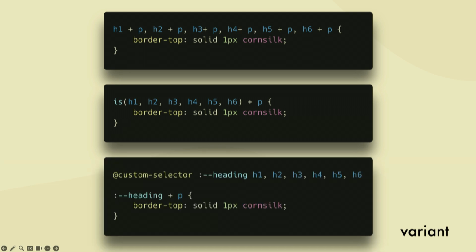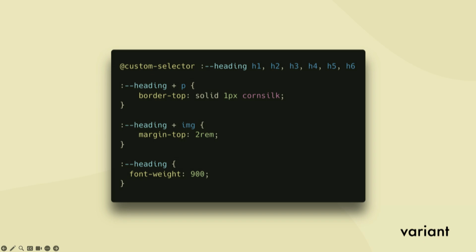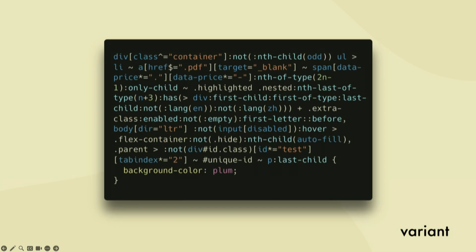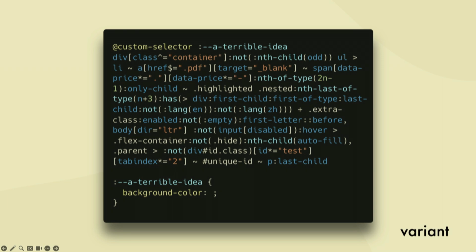That's where custom selectors come in. So here we can define a custom selector by using @custom-selector and giving it a name and saying what that selector should be equivalent to. And so all of these 3 examples here are equivalent. And so if you want to reuse this in multiple places, you can do it like this. Or if you have some sort of unreadable monstrosity that you'd like to give a descriptive name, you can let everyone know easily that this is actually a really bad idea.